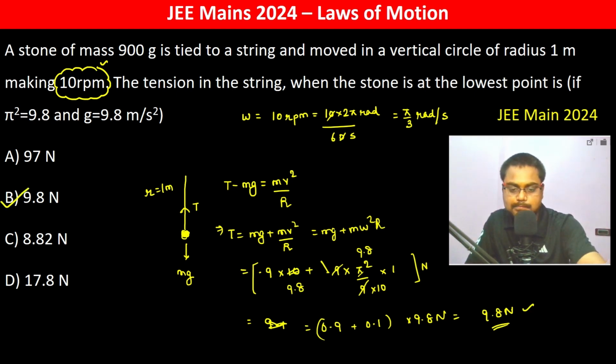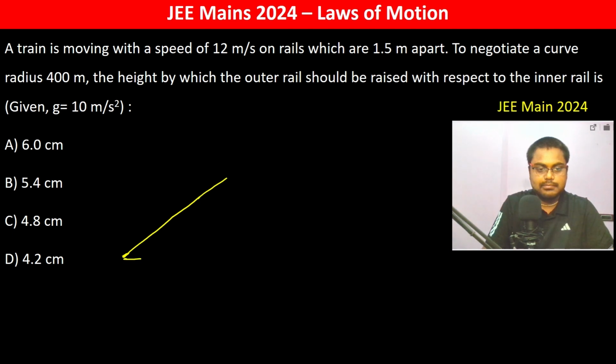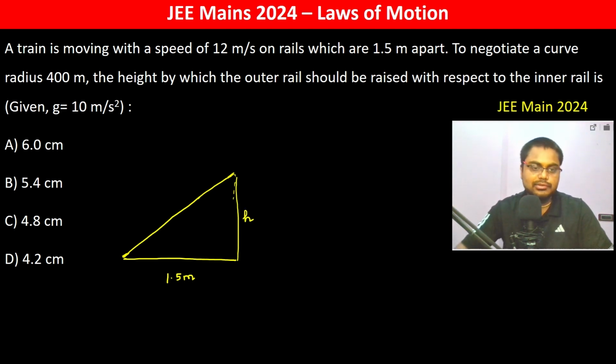Thank you. Train is moving with a speed of 12 meter per second on rails which are 1.5 meter apart. So these are the rails, and the rails are 1.5 meter apart. Okay, to negotiate a curve, the radius 400 meter, the height by which the outer rail should be raised. So this is the outer rail, and the outer rail is raised to a height h.